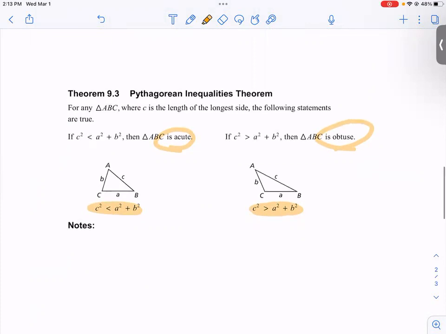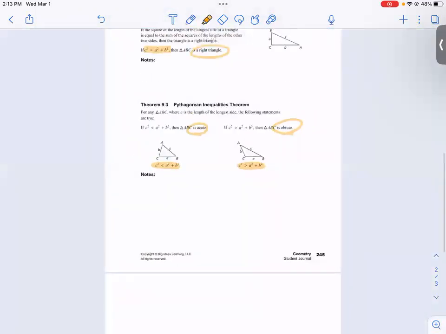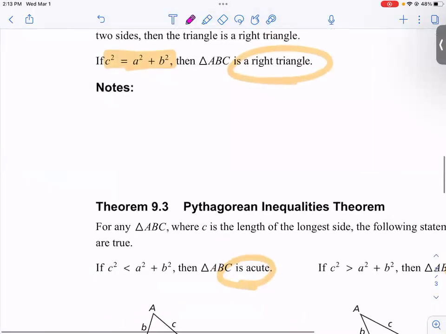Okay. Now, just to conserve some space, let's go up here. 8, 7, and radical 113. Which one would be the hypotenuse? We know radical 113 is between 10 and 11. That's the biggest number, so it's going to be the hypotenuse if it's a right triangle.